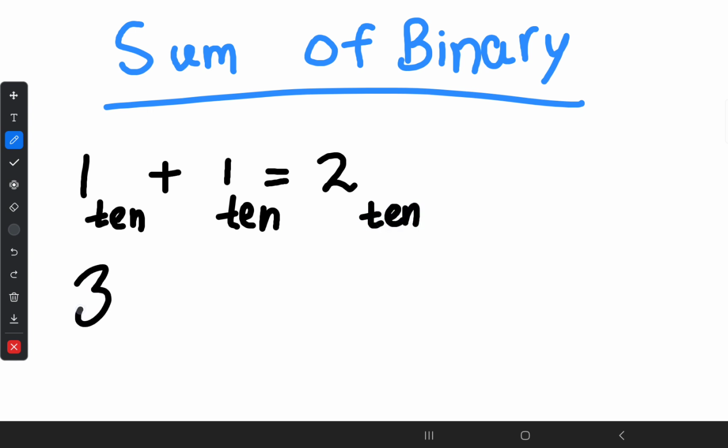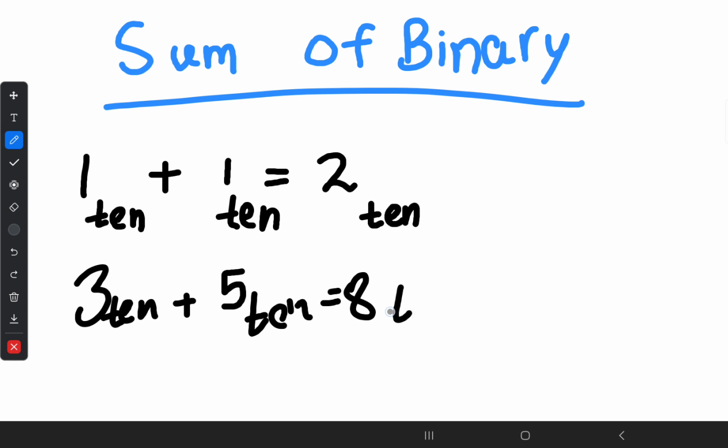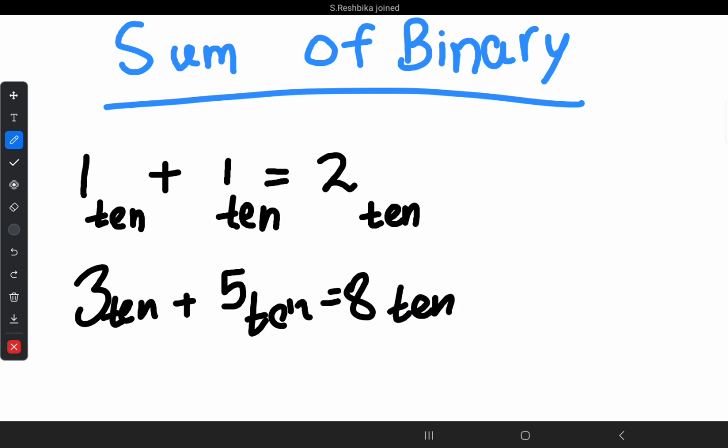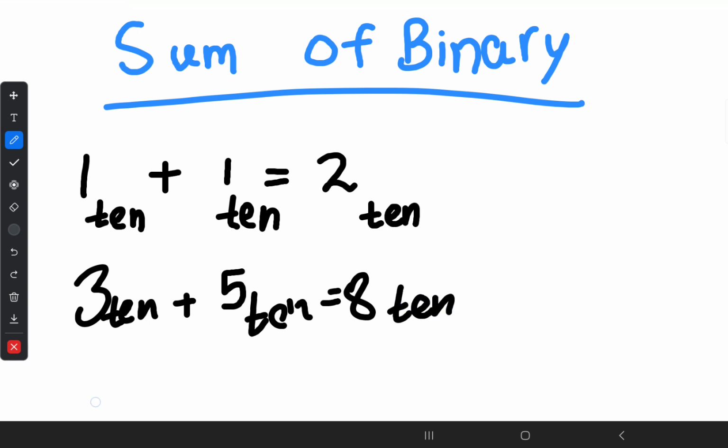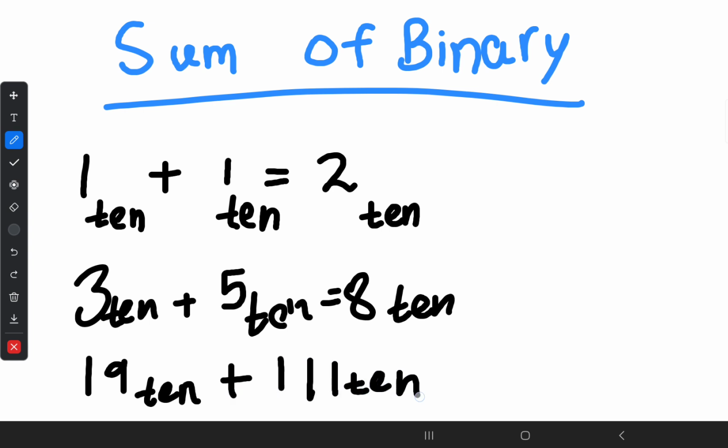If we have 3 base 10 plus 5 base 10, that would be 8 base 10. Then, 19 base 10 plus 111 base 10. In this case, what do we need to do? We have to add the ones place together and the tens place together. Similarly, when we add these, that will become 130 base 10.